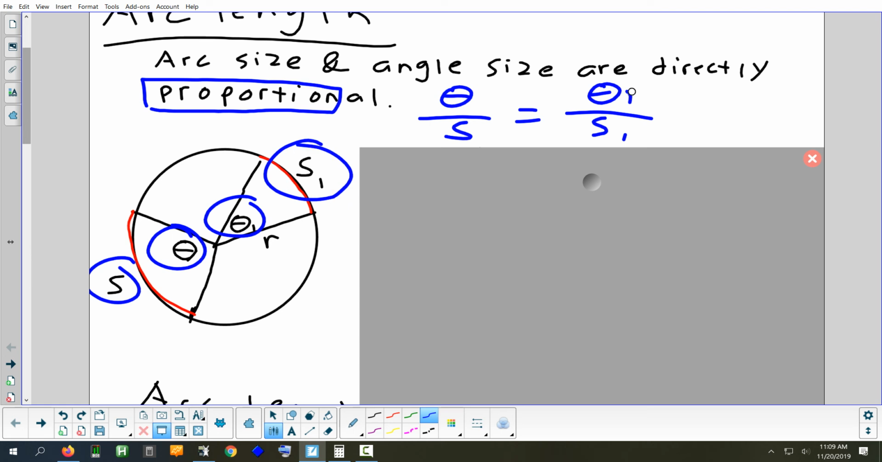Any questions on that proportion? This angle is to this arc as this angle is to this arc. That's a directly proportional relationship, which we already drew out and said, yeah, it is directly proportional. If it wasn't, you couldn't set up a proportion.